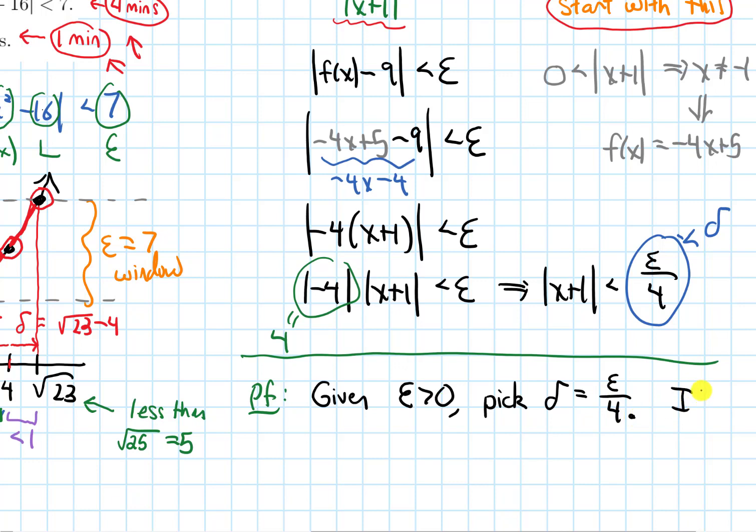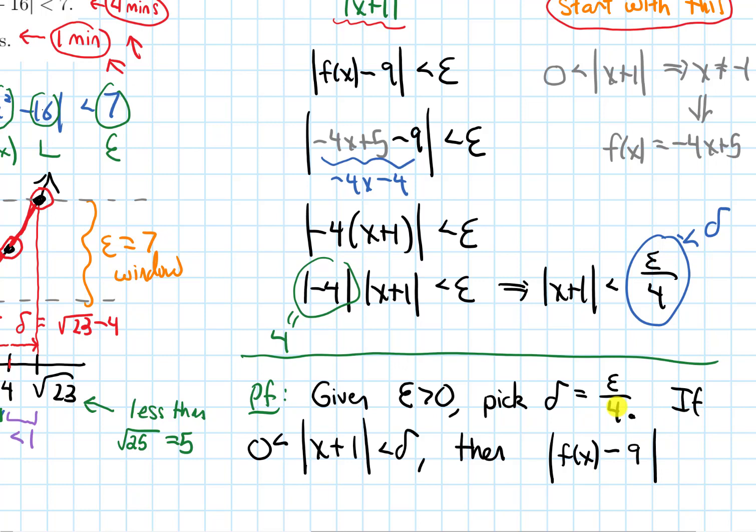Okay, if 0 is less than absolute value of x minus, what was a? Negative 1, so that should be x minus negative 1, which will give me a plus, x plus 1, it's less than delta. Then what I'm hoping is that the absolute value of f of x minus L is less than epsilon. So we're going to consider absolute value of f of x minus L. Remember, the limit in this question we think is 9. Okay, we want to consider this. Let's consider absolute value of f of x minus 9.